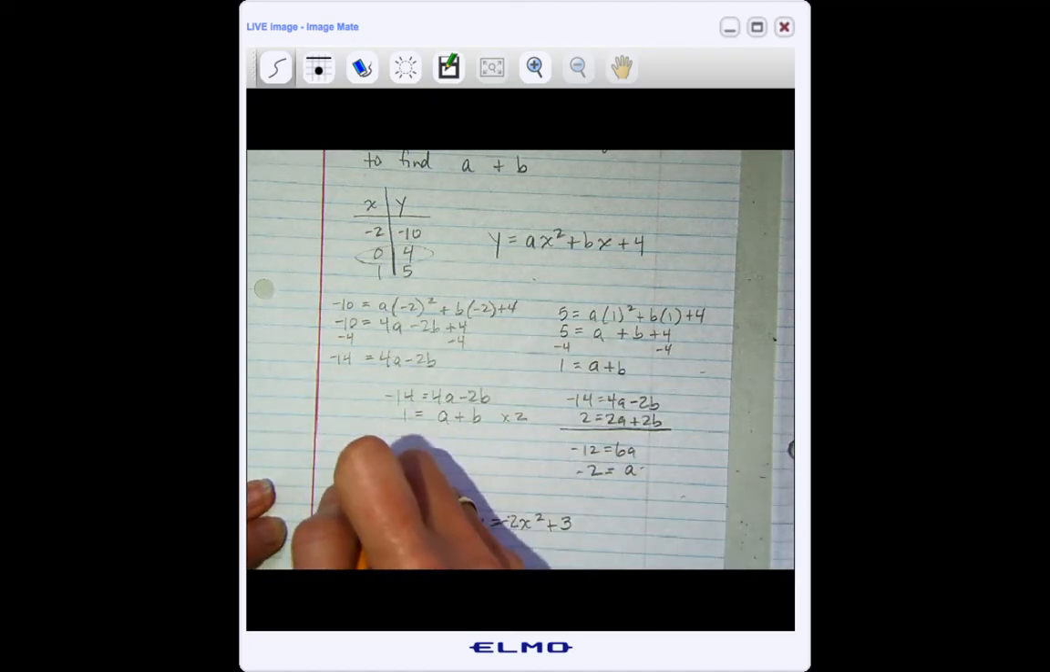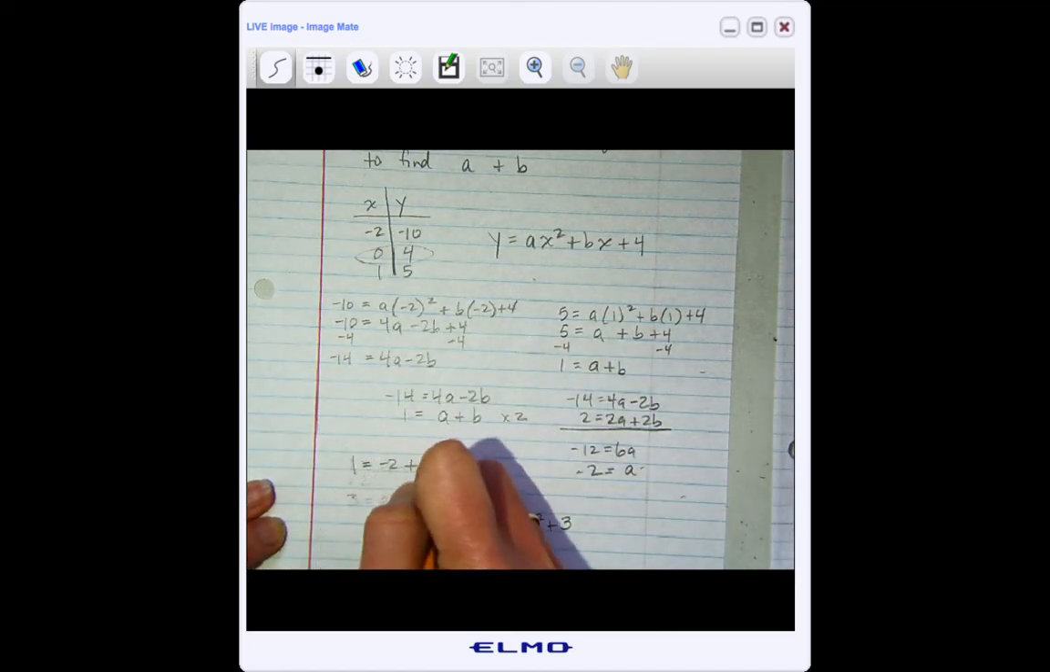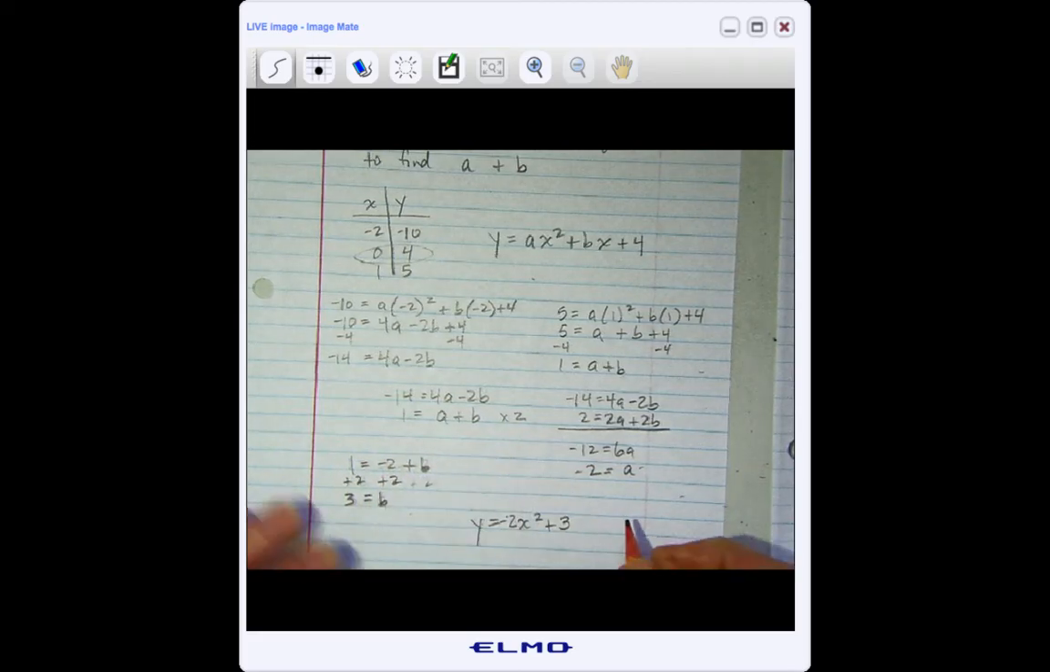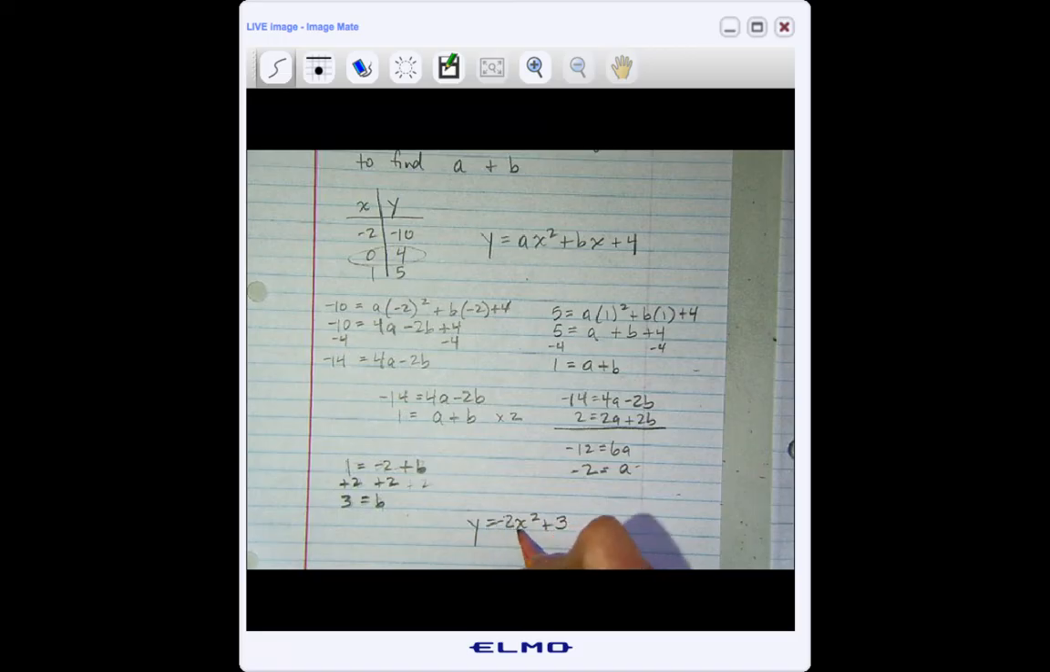Okay, so sorry again, 1 is equal to negative 2 plus B. So I'm going to add 2 to both sides. So I get 3 is equal to B. Sorry about that. And so y is equal to negative 2x plus 3 would be my standard form equation. Can you tell that's a negative?